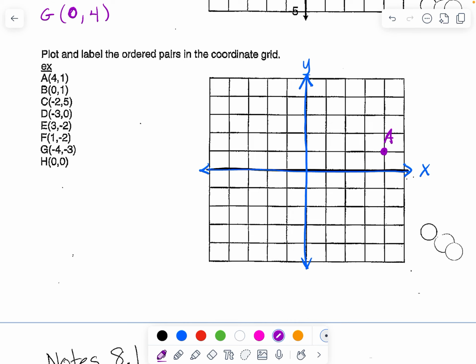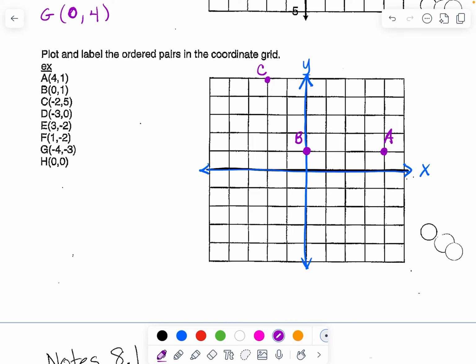Point B says don't go anywhere in the x direction because your first value is 0, but go up 1 in the y direction. So point B would be right on the y-axis. Point C would be 2 to the left of the origin. So you'd go 2 to the left of the origin, and then you'd go up 5. You'd be way at the top up here. That would be point C.